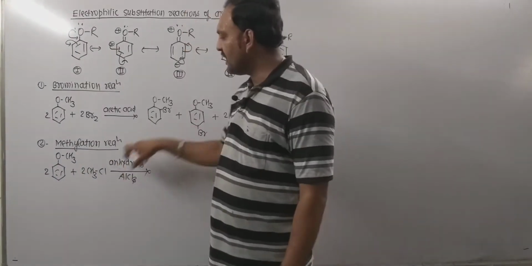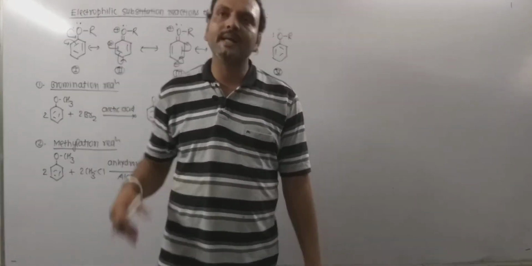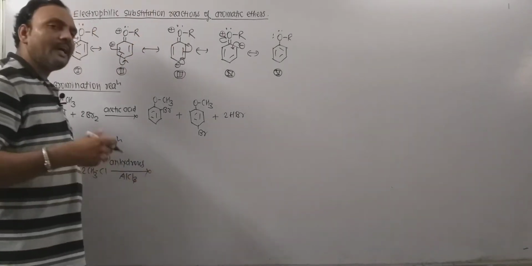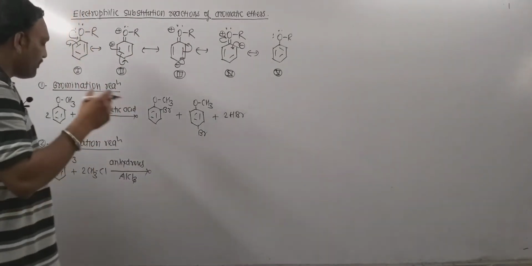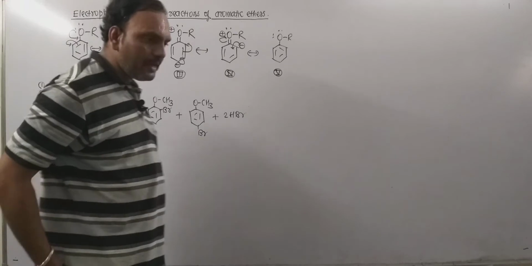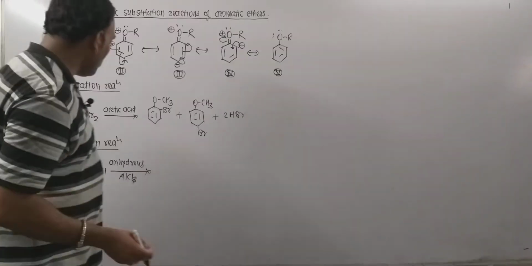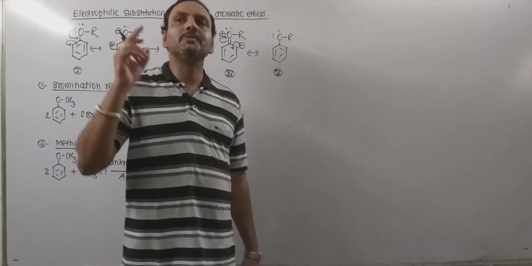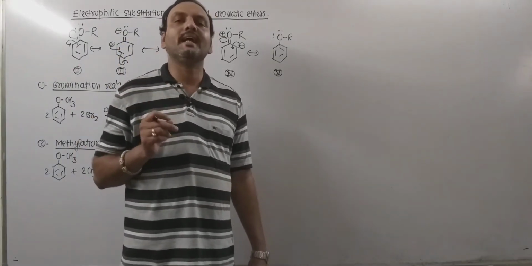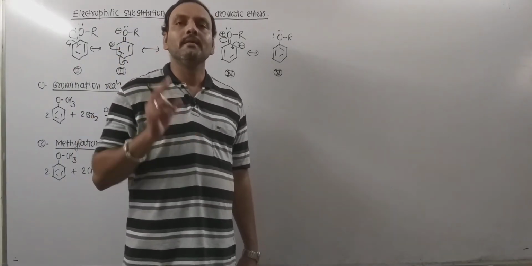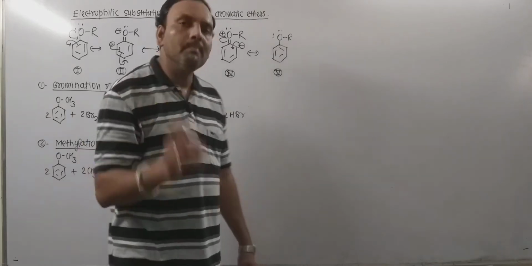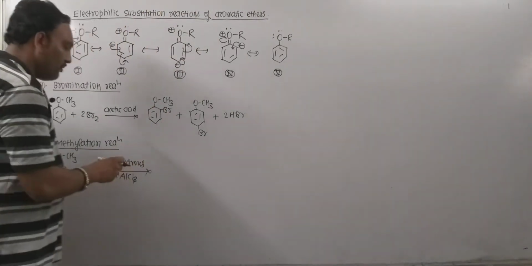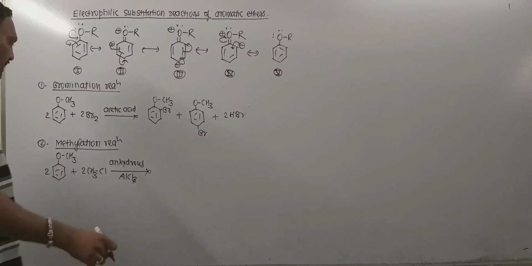Right here the methyl carbonium ion is an electrophile which attacks the ring, and the generation of that methyl carbonium ion is carried out by AlCl3. Thus it is a must to use AlCl3, otherwise the reaction will not proceed. Thus we need to use AlCl3 right here.